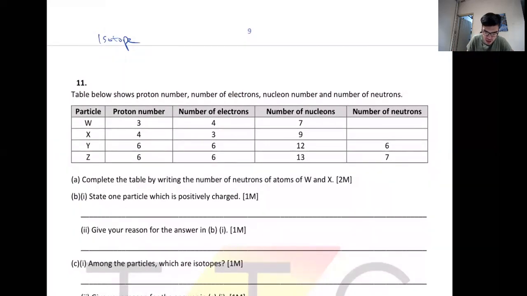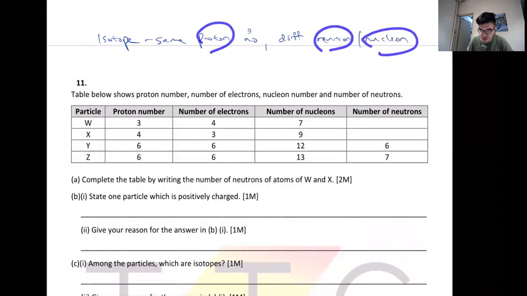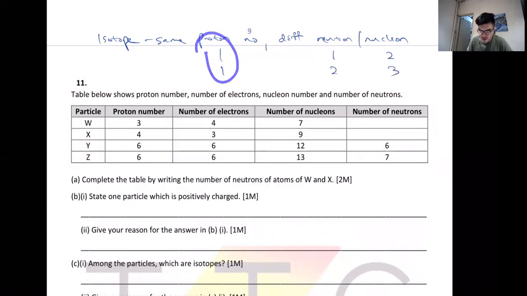So what is isotope? Isotopes are atoms with the same proton number. That means they are the same element, but they have different neutron or nucleon numbers. Since nucleon number is proton plus neutron, if the neutron number is different, then the nucleon number is different. If 1 plus 1 equals 2, 1 plus 2 equals 3. Same proton number, different neutron number or different nucleon number.